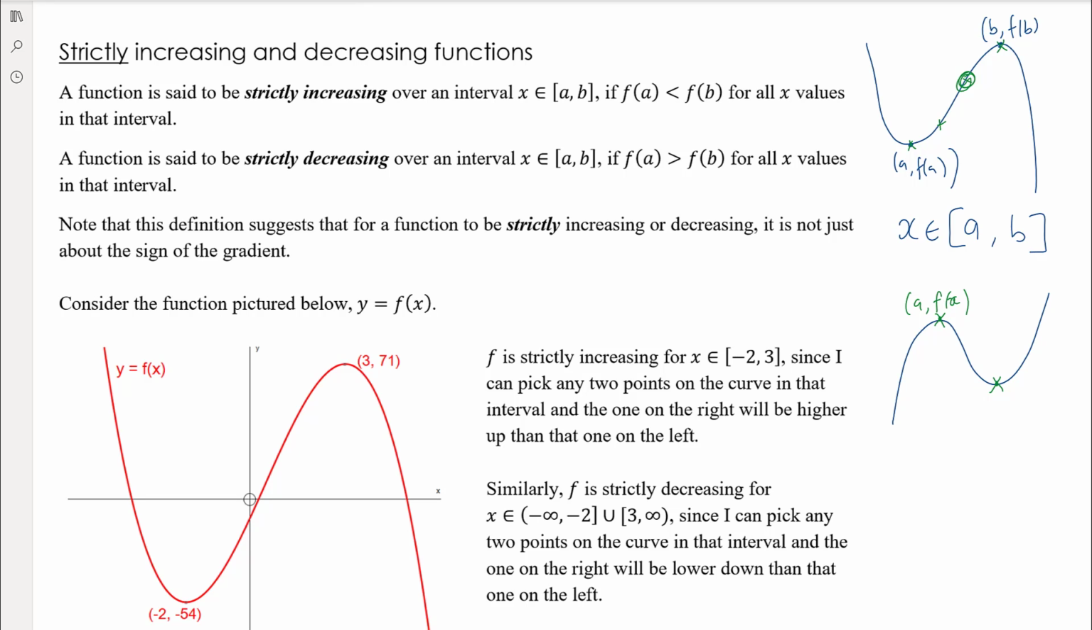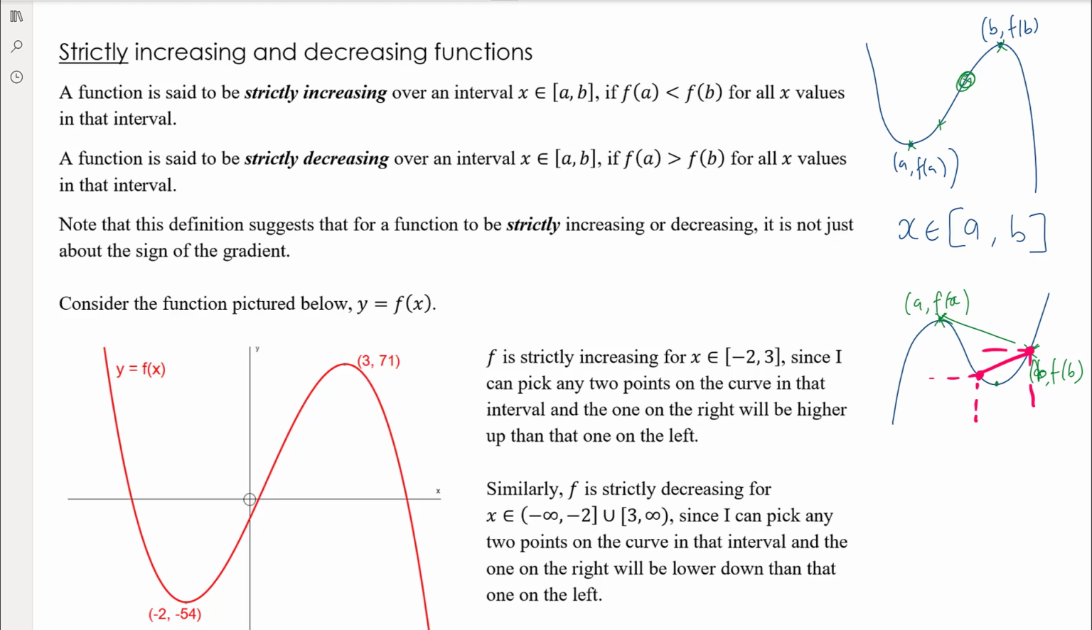Now, I want to be really clear about the fact that you might say, okay, but if I make B here, then it's also going down. F of A is smaller than f of B. But the point is that you should be able to choose any 2 points within the interval, and f of A will always be bigger than f of B. So if I were to be talking about these 2 points here, that wouldn't be true, because I could pick this point here and this point here, and this smaller x value has a lower y value than this one. Okay, so from here to here, the function is not decreasing; it's increasing.